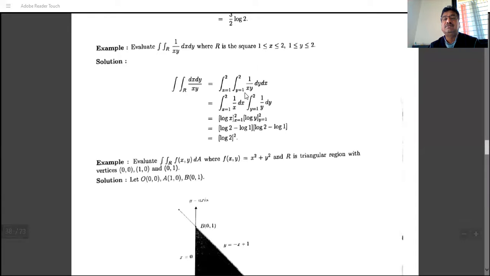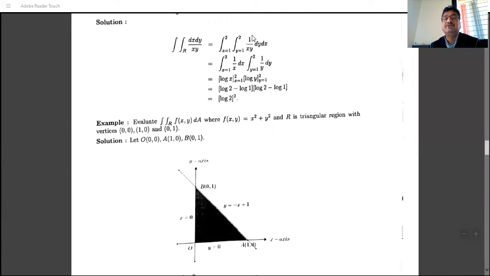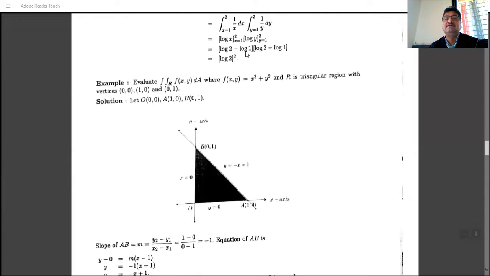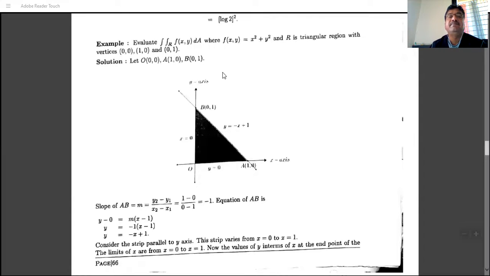One by one, integrate with respect to x and with respect to y. Suppose with respect to y, then 1 by y gives log y, upper limit minus lower limit, and that is a constant. Log 2 minus log 1 is constant, and the integration of 1 by x is log x, log 2 minus log 1. And so we have the answer. Log 1 is 0. Therefore, log 2 into log 2 is (log 2) square.